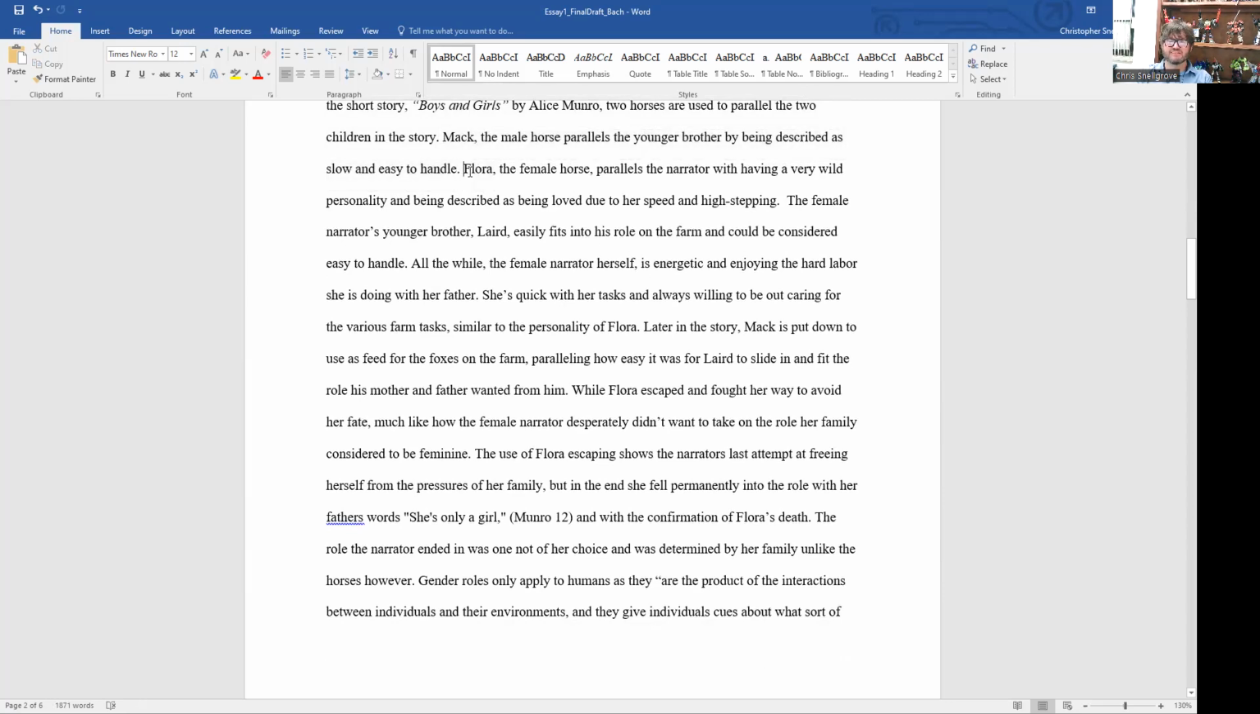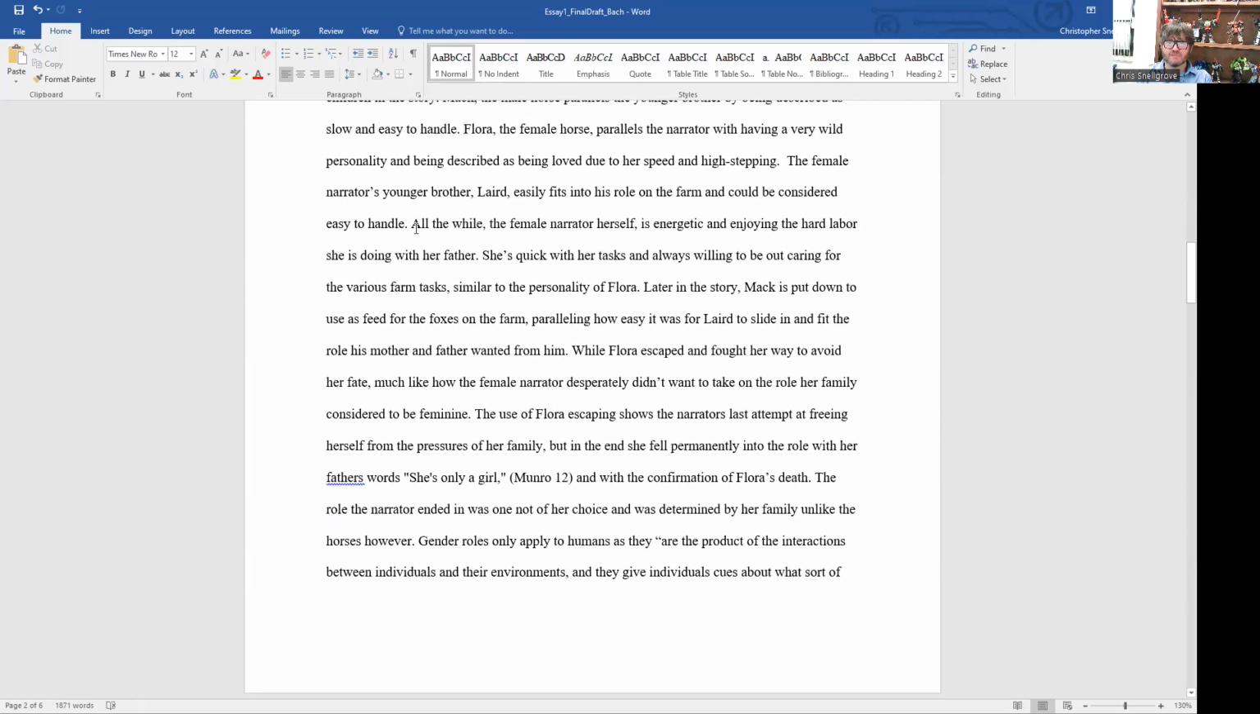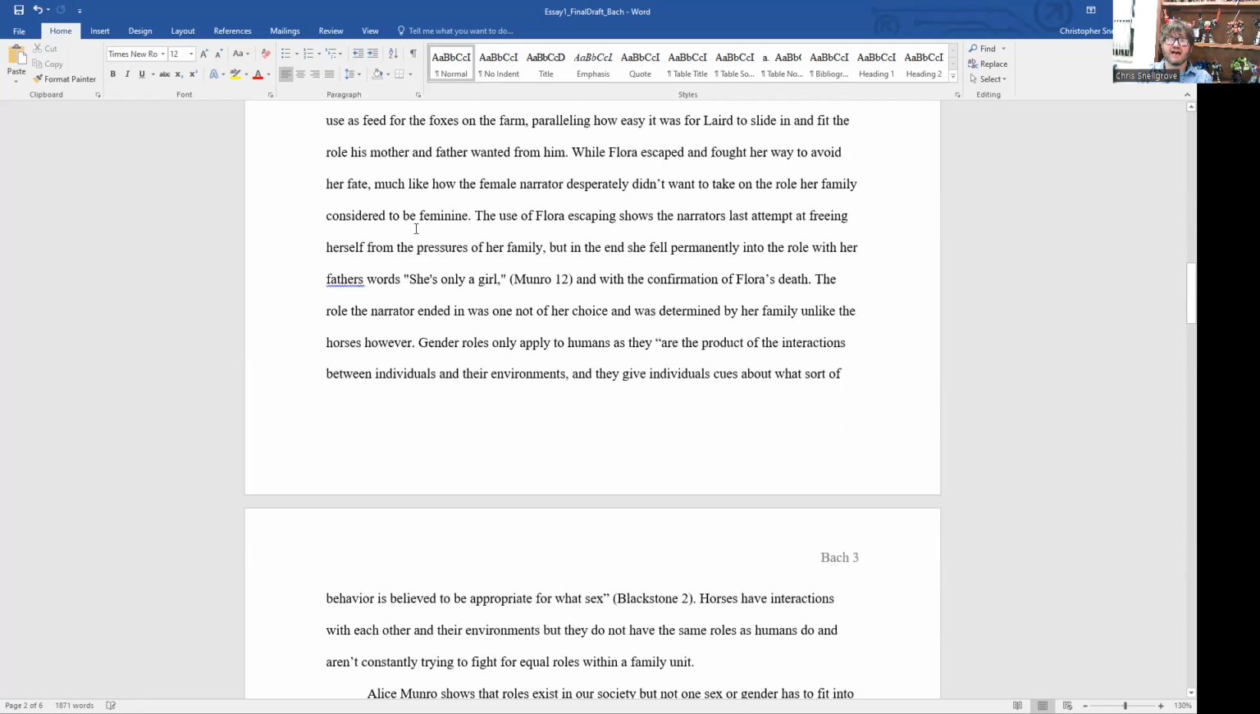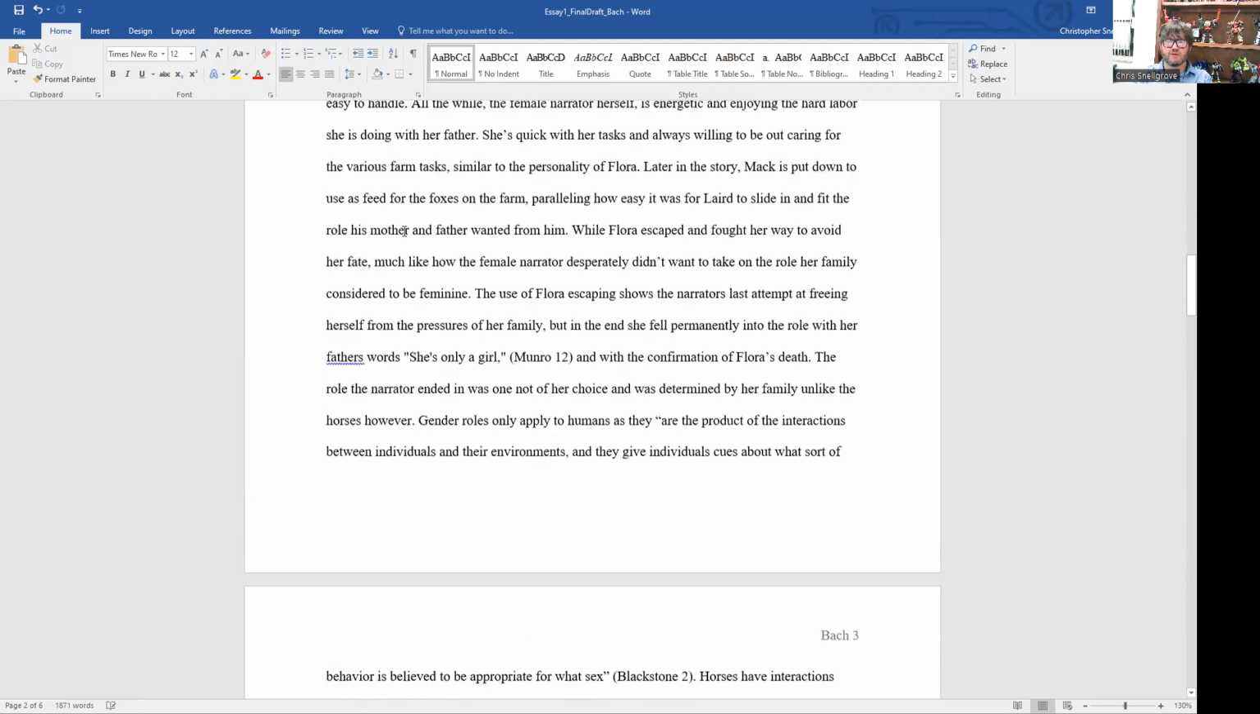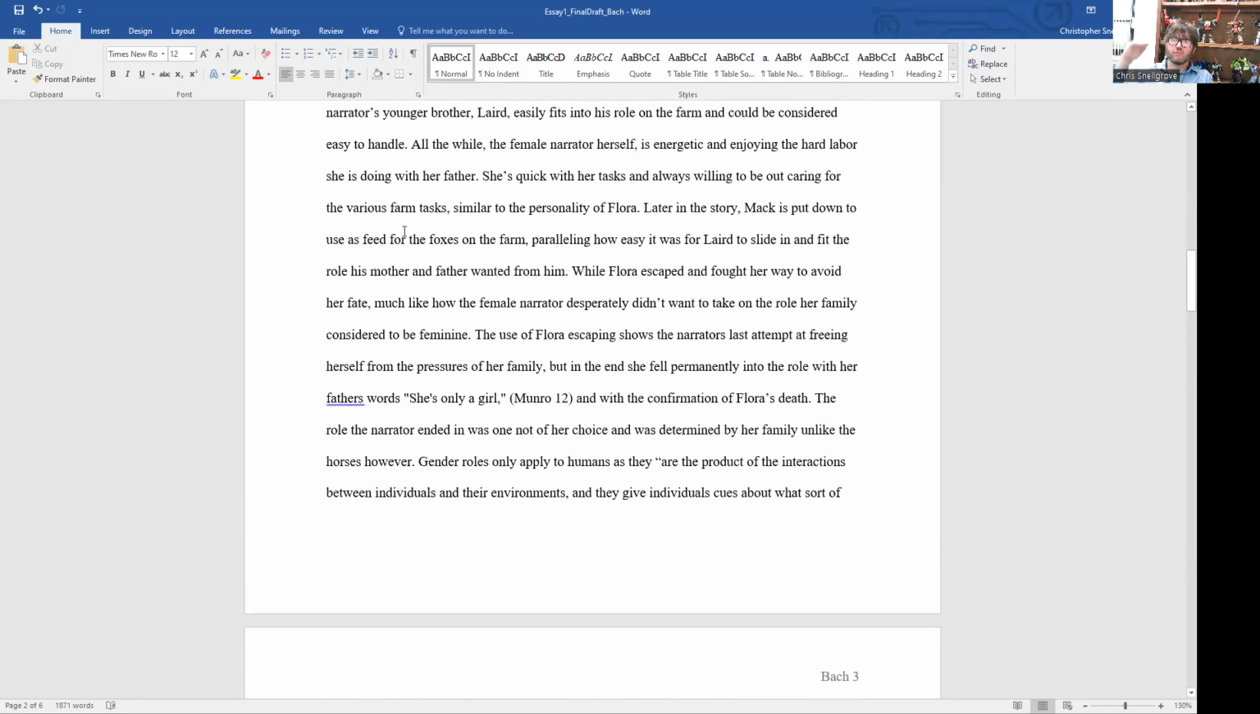Flora, the female horse, parallels the narrator with having a very wild personality, being described as being loved due to her speed and high stepping. All right, so she gets into this, and I did want to show you some of what she's doing here as a great example of when I do that whole world status infographic thing, where it's like, here's what you're arguing, you bring something else in, you got to find ways to connect these guys together.